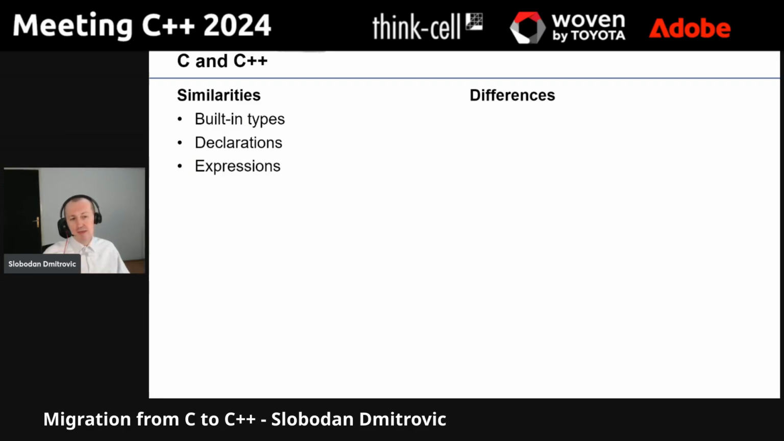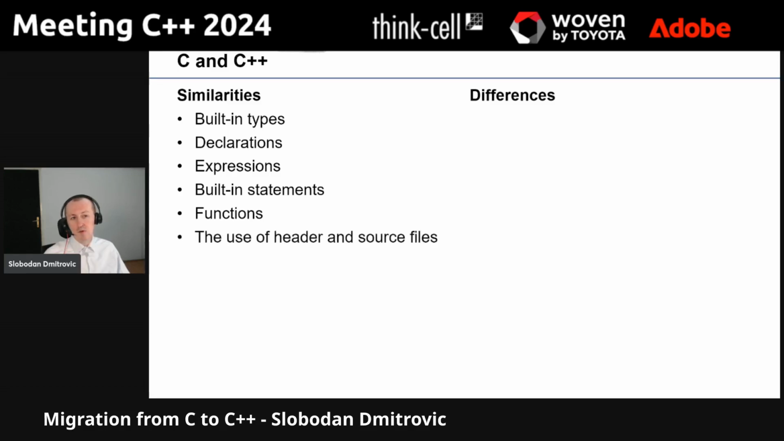Expressions are pretty much the same. Built-in statements such as loops are pretty much the same. And functions are the same to a degree, shall we say, to a degree. And we also use header and source files both in C and C++. So there are many other similarities between the two.